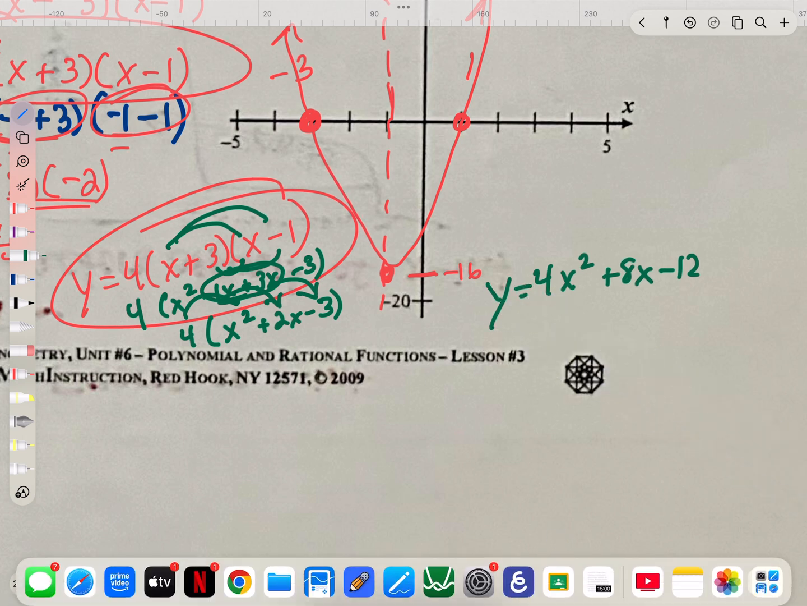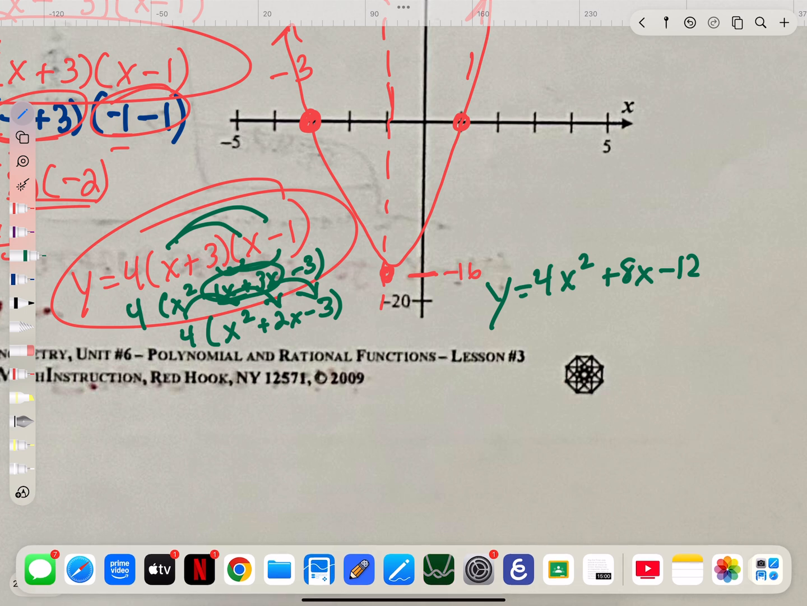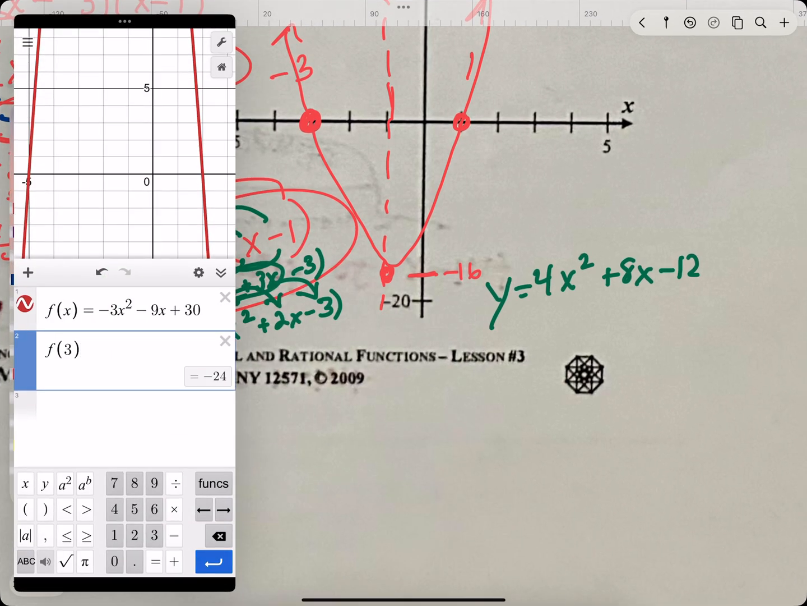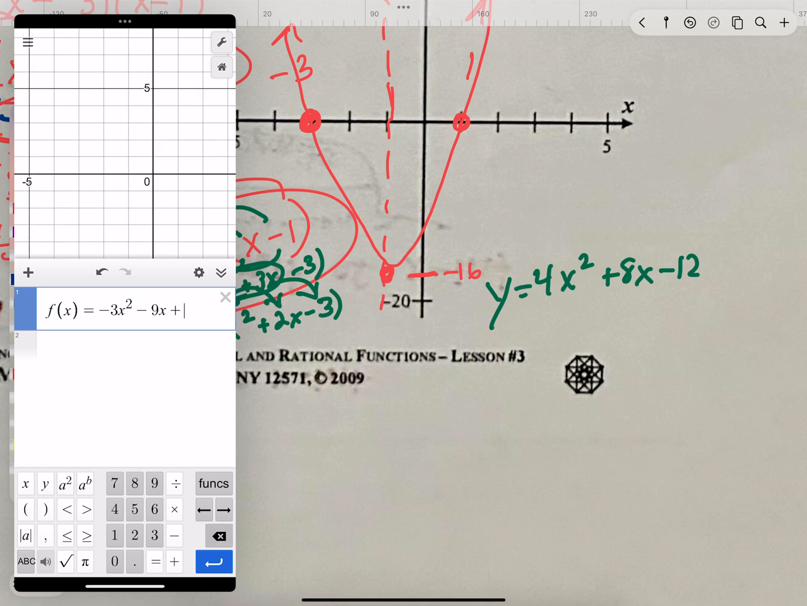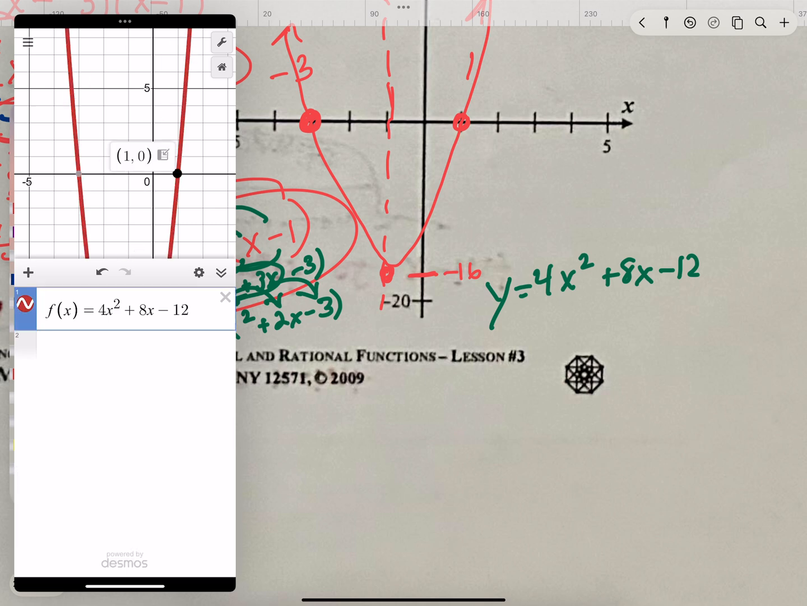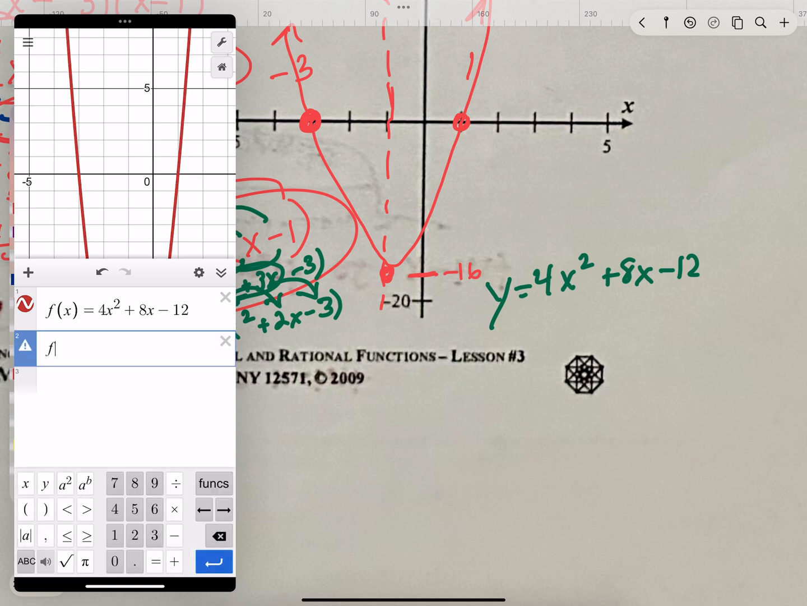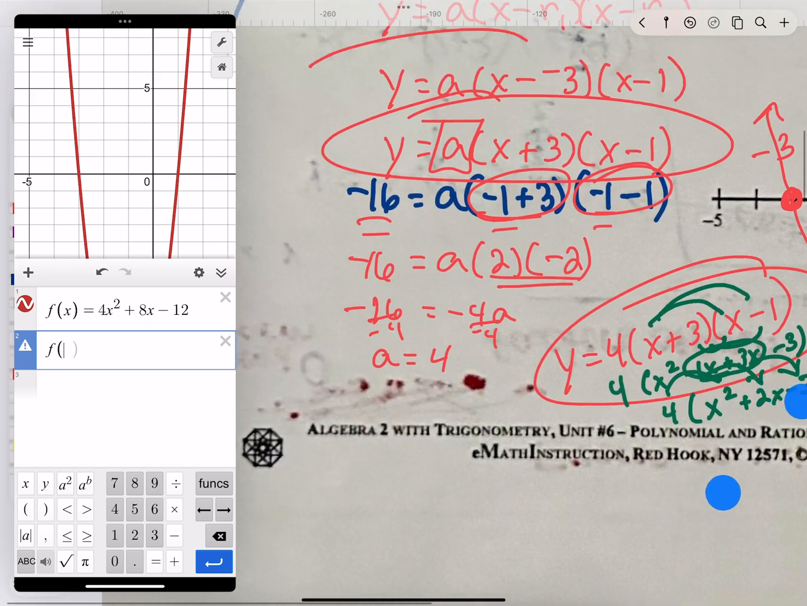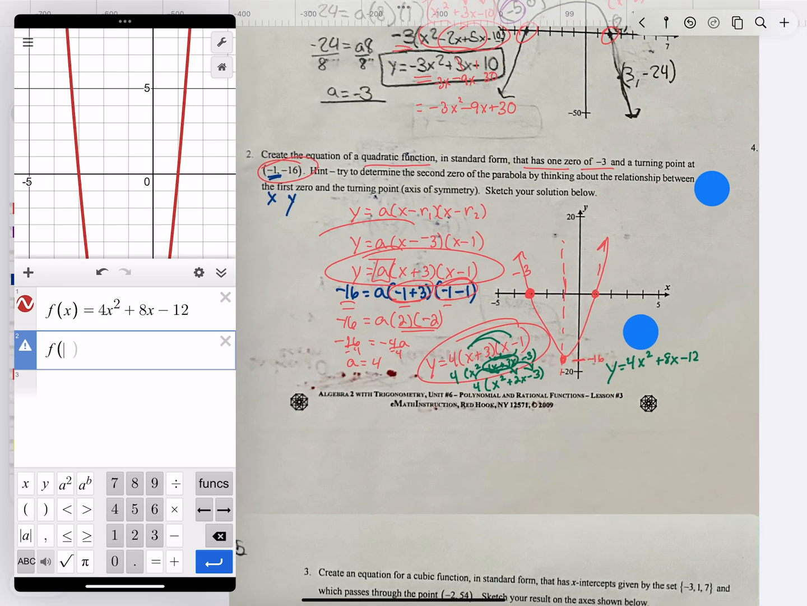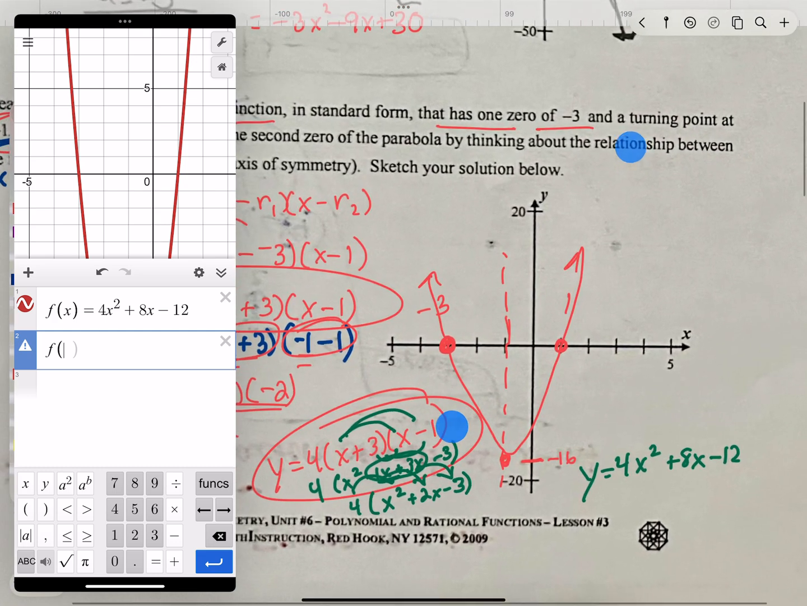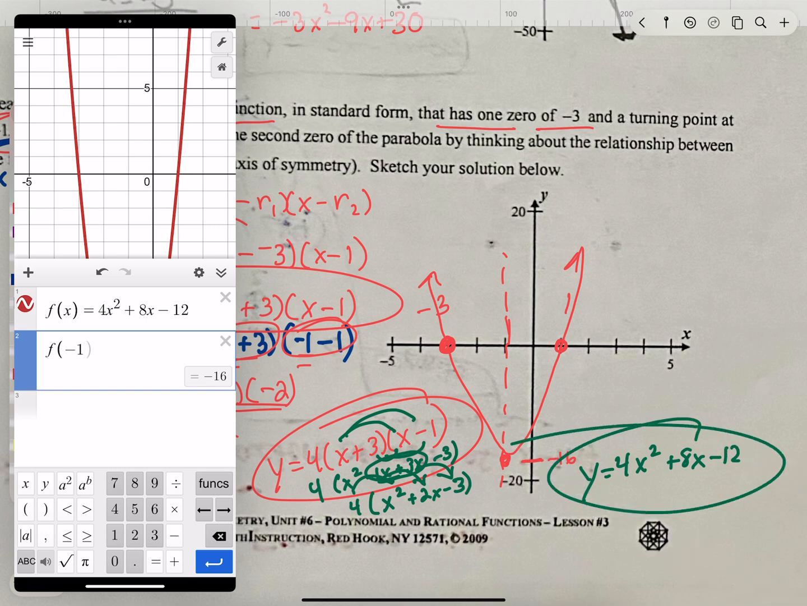I said, hey, if you're going to do it, check it. All right, so let's check this one. I'm going to delete all that stuff and put my new answer again using that f of x notation. Does it have the right intercepts? Yep, 1 and -3. Does it go through the point they want it to go through? They told me that if I plugged in a -1, I get a -16. I'm going to plug a -1 in, and I better get out a -16. And I do, so I know that's the correct answer.